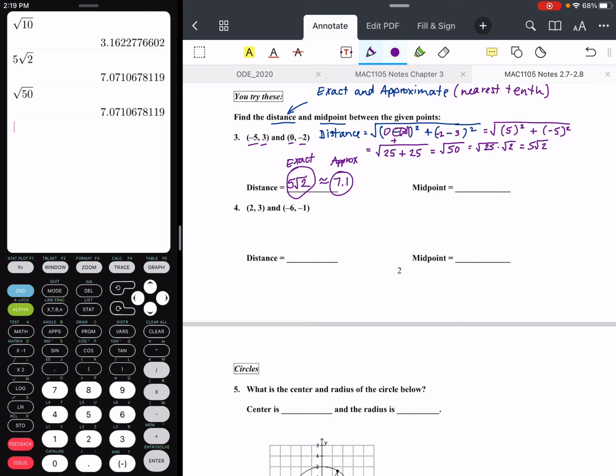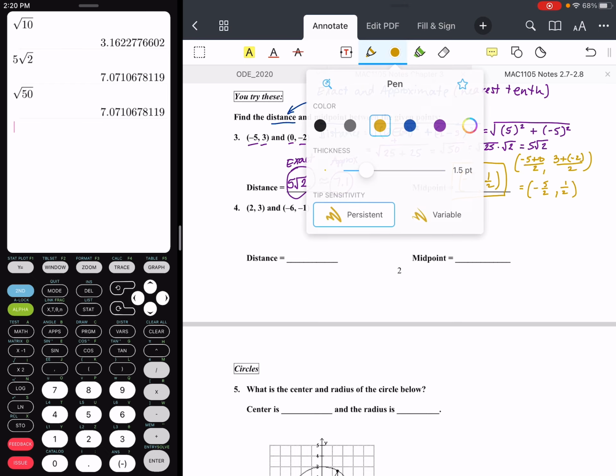Okay, midpoint between those two. Again, this is just the average x and the average y. So as an ordered pair, adding up my x coordinates, -5 plus 0 divided by 2, and adding my y's, 3 plus -2 divided by 2. This gives me -5 halves, and then 3 plus -2 is positive 1, so 1/2. So that's my midpoint: -5 halves and 1/2.